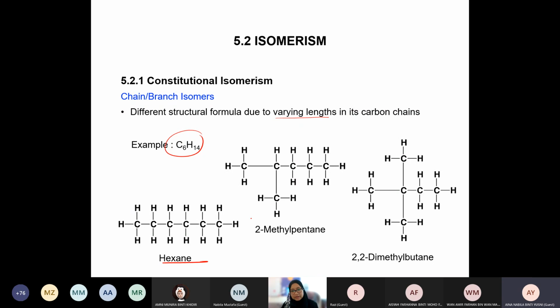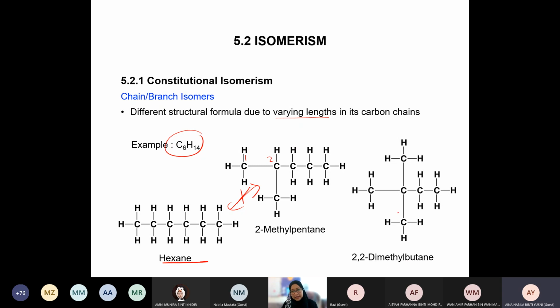And then alternative to this, we have one branch. Okay, one methyl group at carbon number 2. Okay, so this is called 2-methyl pentane. Okay, so this is not the same as this one. This is not the same, but they have the same chemical formula. The structural formula is not the same. Same goes to this one.